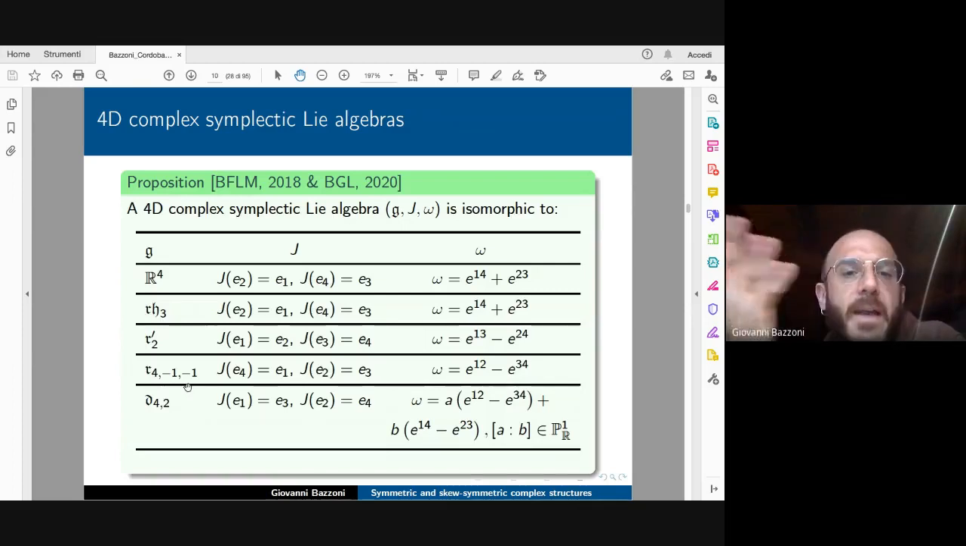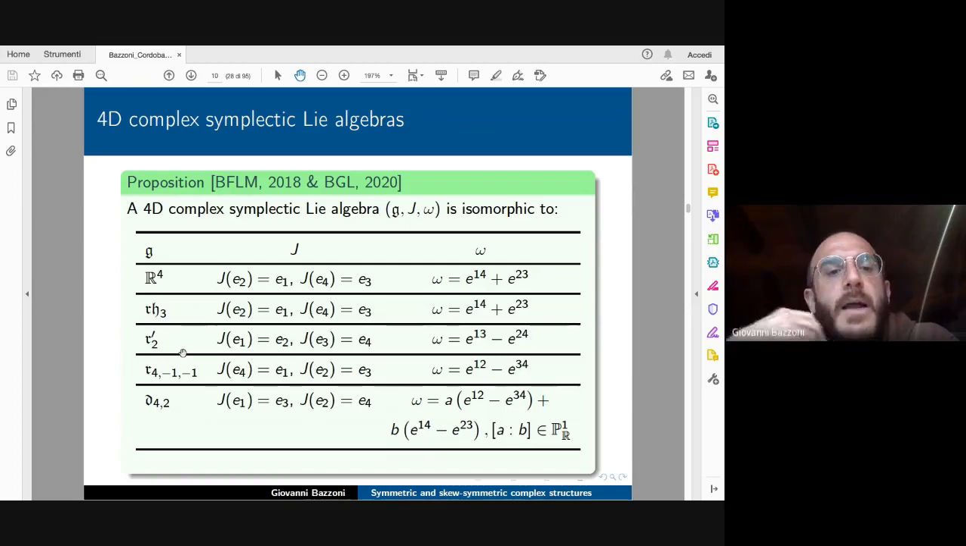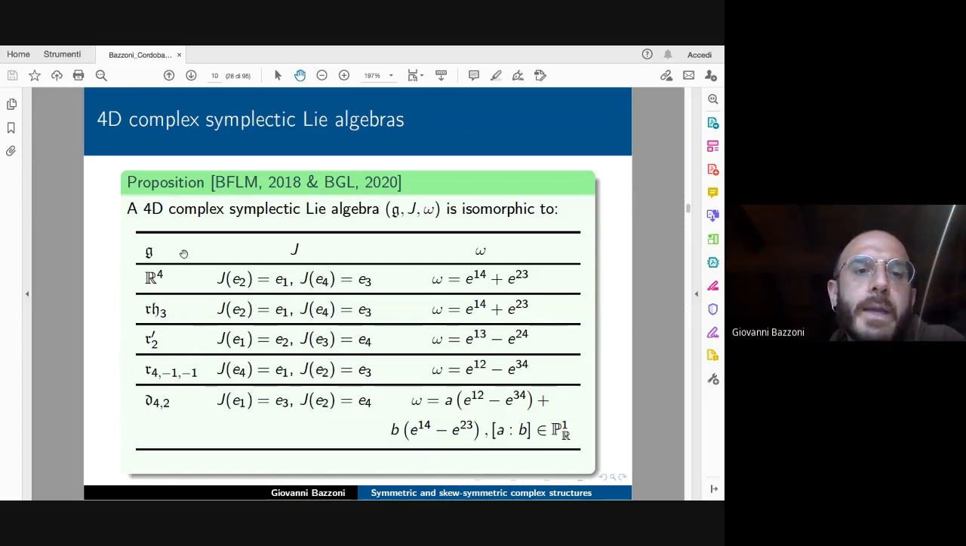We don't care that much about them, at least with an eye toward compact examples, because these 3 Lie algebras are not unimodular. And there is a necessary condition given by Milnor, which says that if some Lie group is to admit compact quotients, then the Lie algebra has to be unimodular. So basically, the volume form is not allowed to be exact. Okay, so the only Lie algebras which may give rise to compact examples are the first and the second.